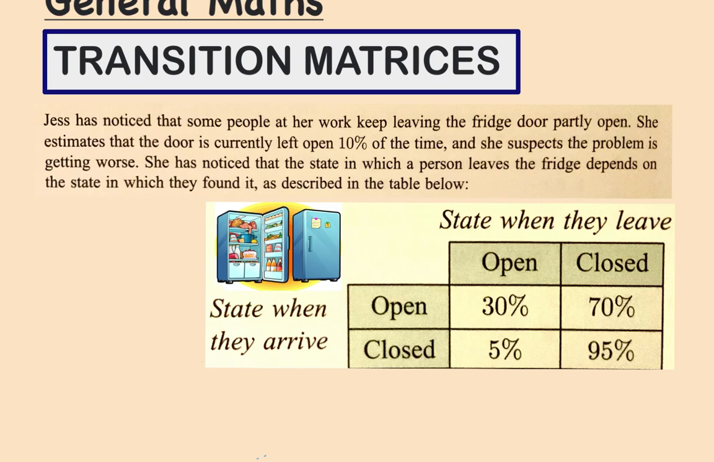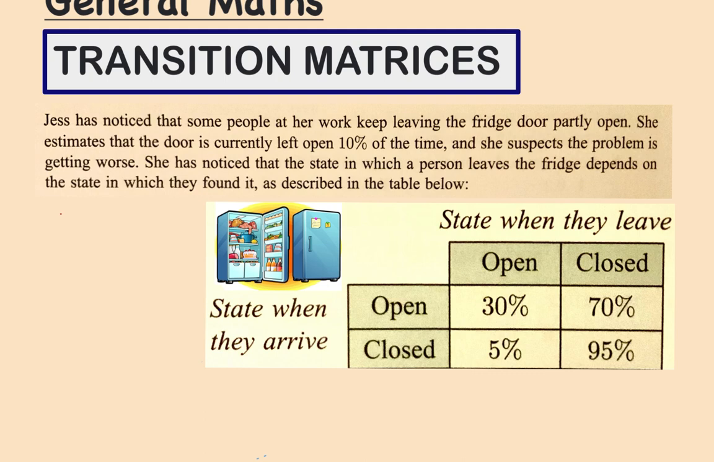So transition matrices can be used to model how a system changes over time. In this problem, Jess has noticed that some people at work keep leaving the fridge door open, partly open, and she thinks that this problem is going to get worse. So she starts to analyze this, and she summarizes her findings in this table over here. And you can see that there are only 4 possibilities over here.